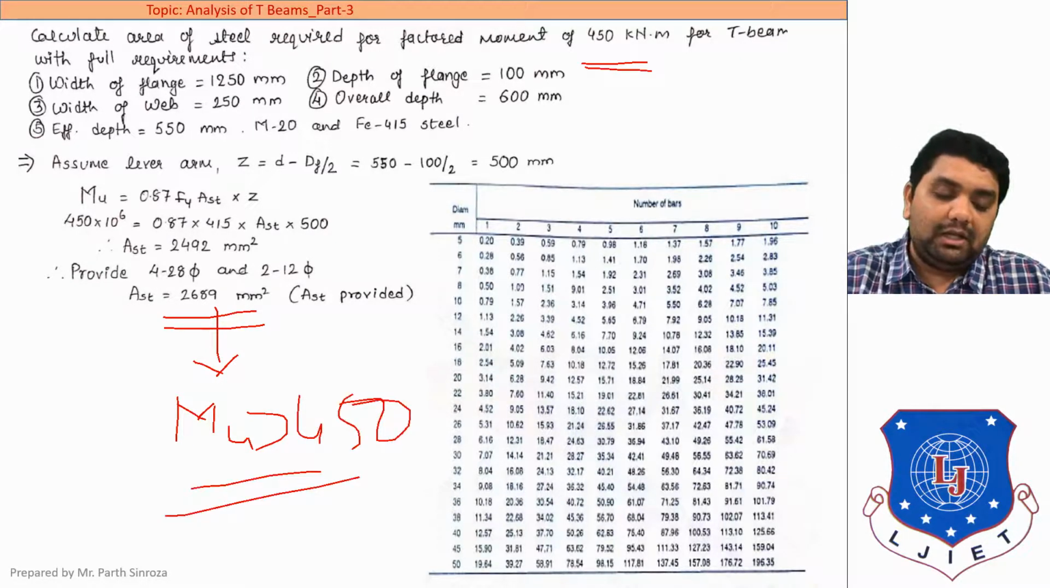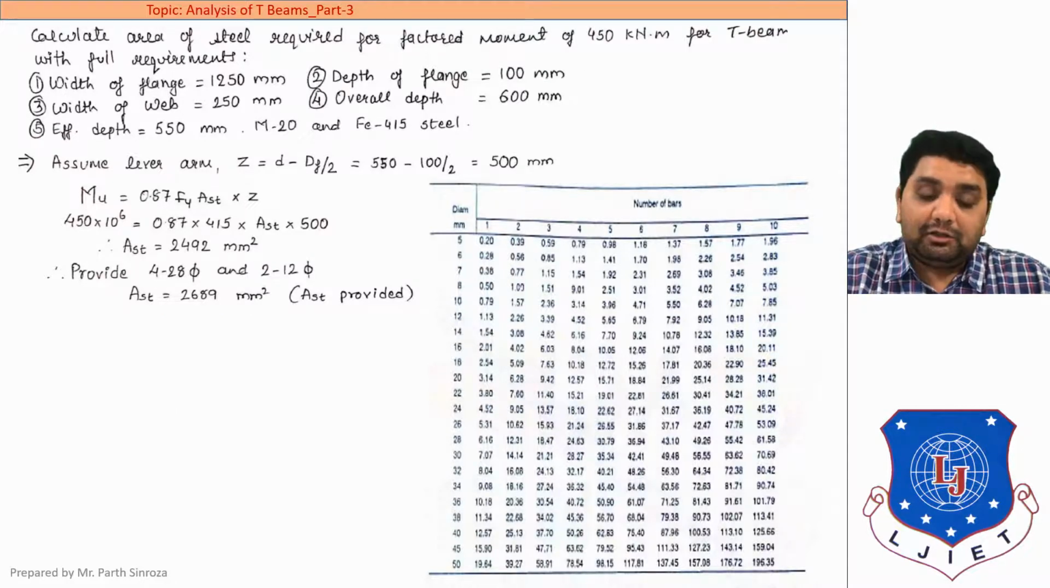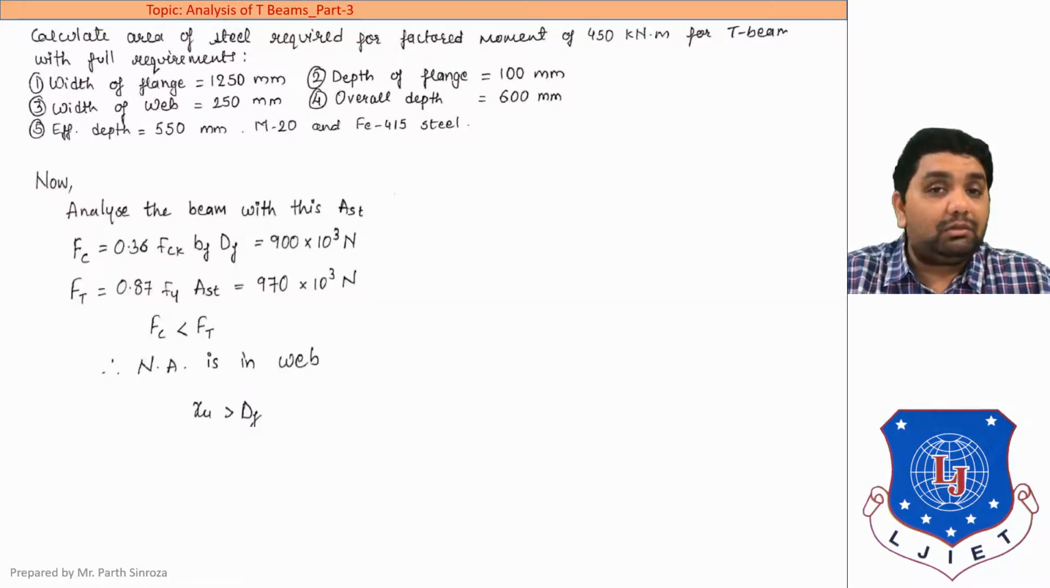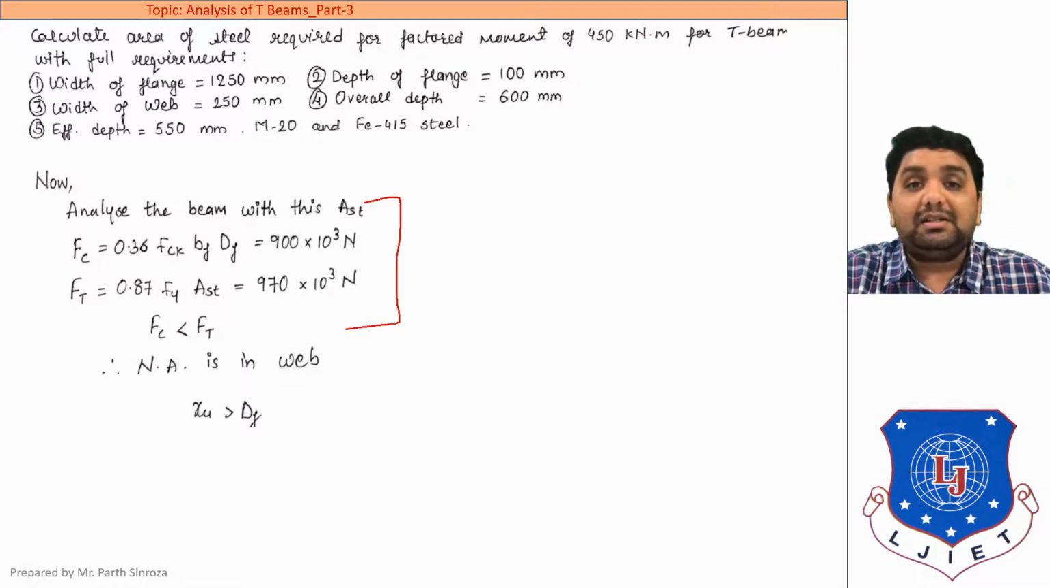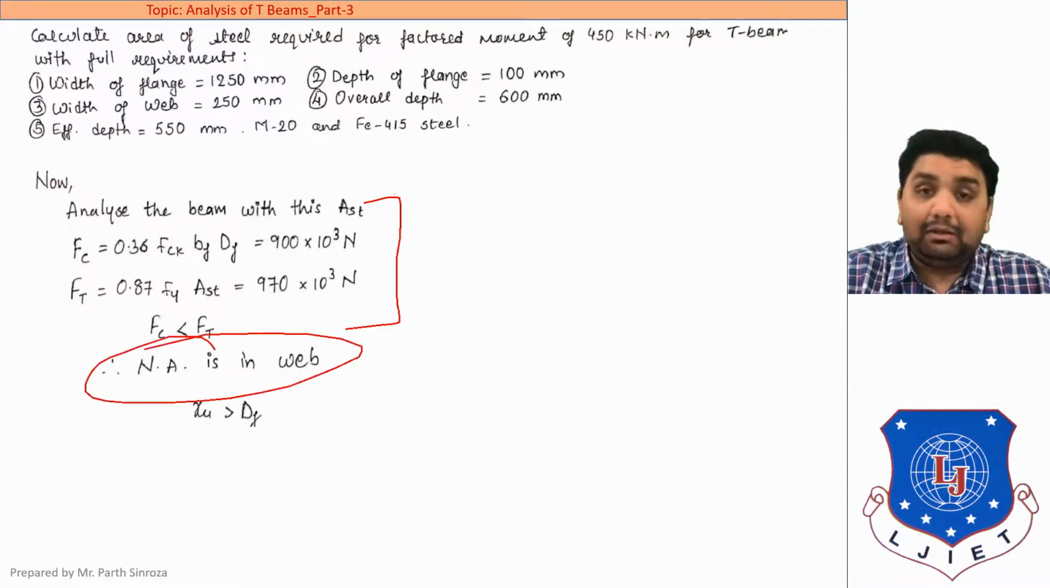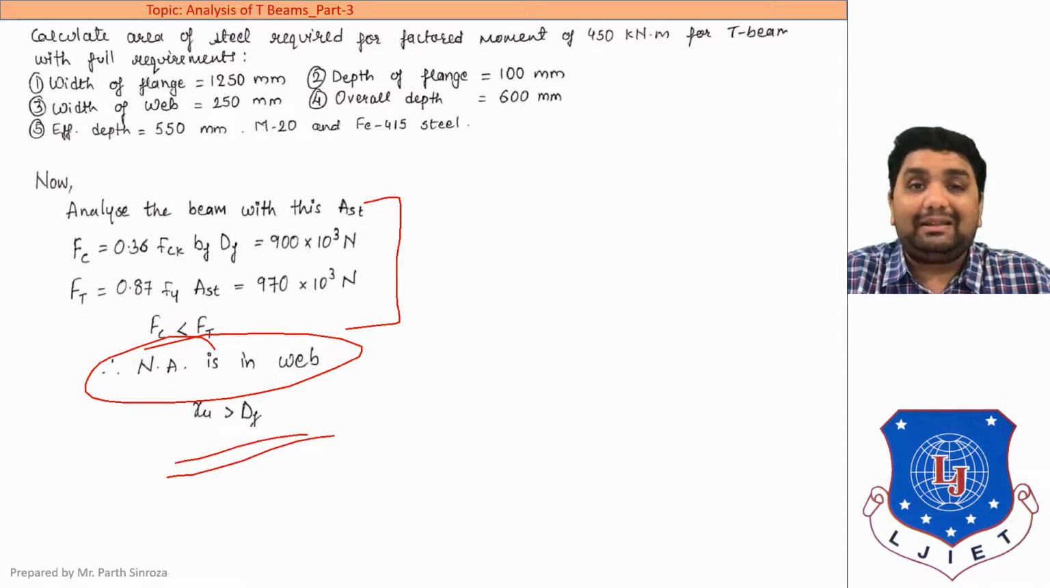This will be our check. So we need to prove that. So we'll be starting with our analysis portion. It is the same thing: first we need to compare the relation between FC and FT, that is our compression force and tension force. Here the relation comes that FT is greater, that means tension force is more. So neutral axis will be in web, and as neutral axis is in web, XU will be greater than DF.